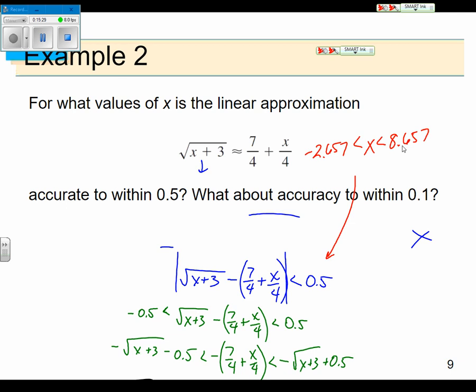Now, if I was to do the second part and use 0.1, I would expect all of my margins to go down. I would expect this range of numbers to get a lot more narrow because the space between my two curves wouldn't be nearly as much. So we used a little graphing calculator there to help us find out what we're doing with that one.